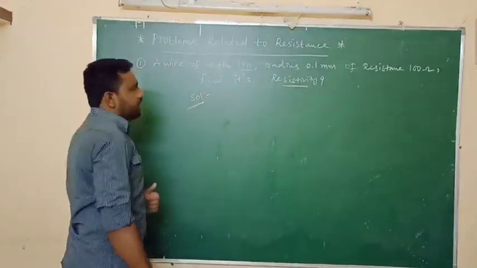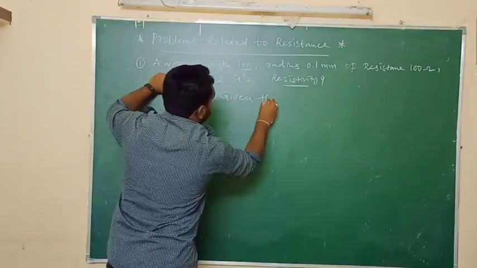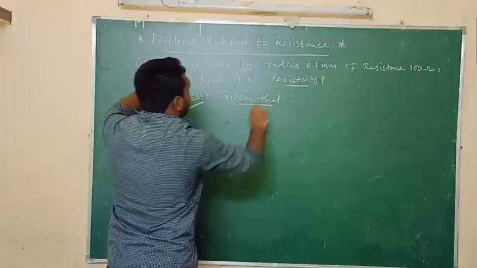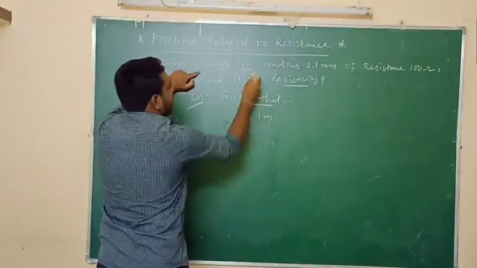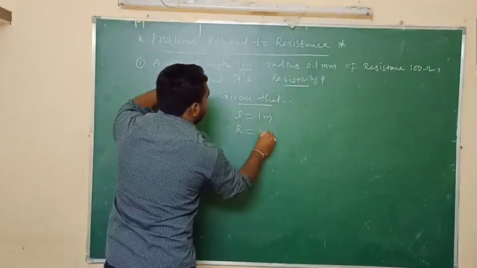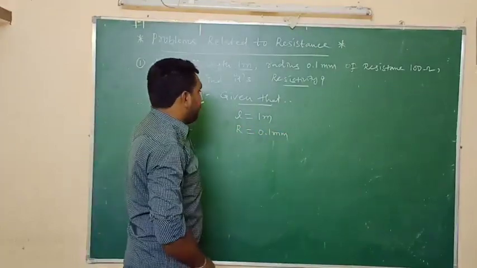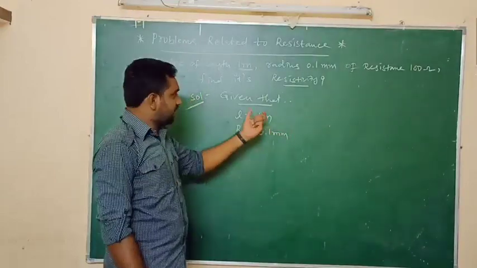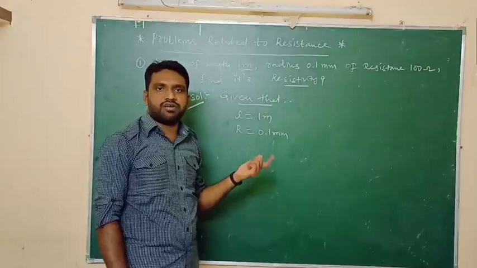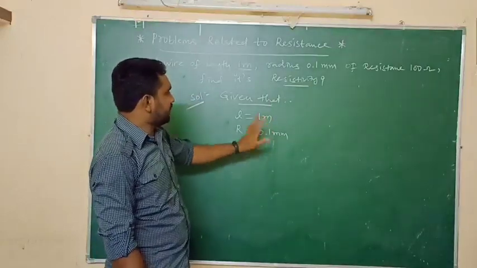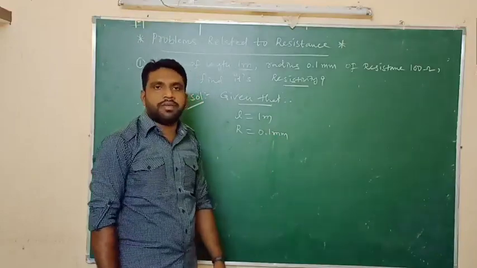Before solving the problem, we need to write the given information. Given that, from the question we can write length L equal to 1 meter and radius r equal to 0.1 mm. You should remember one thing: when we solve the problem, we have to check whether all the given values are in the SI system or not. Here meter is okay, but radius is in millimeters. So we need to convert millimeters into meters.